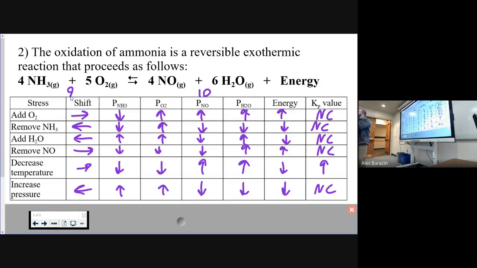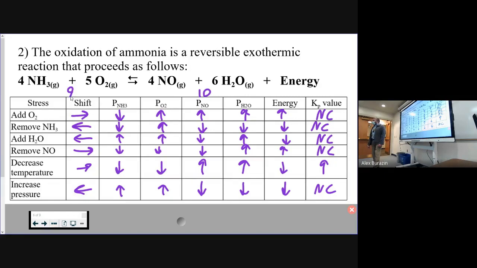And as a result of that less volume, less space, this is going to want to shift to relieve that stress, right? It's going to want to shift towards less gas to counteract that increase in pressure. So we shift left. Everything changes according to that shift.